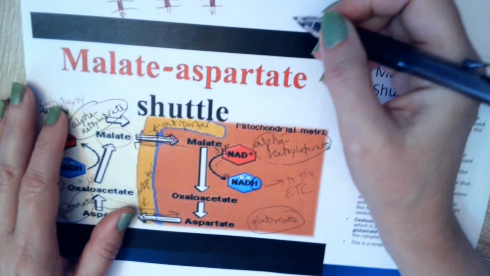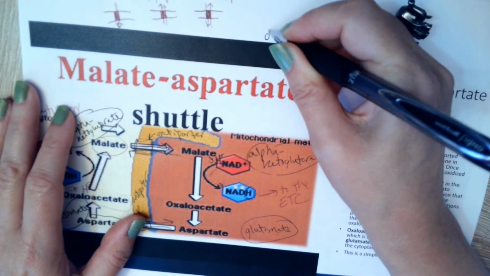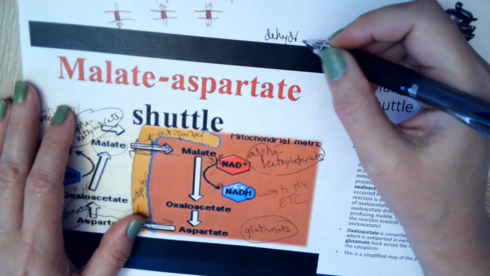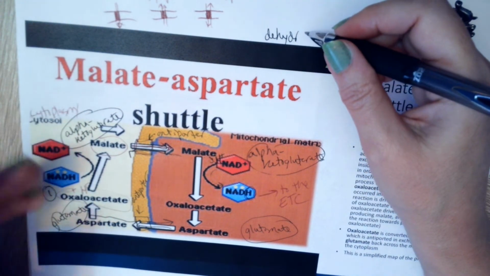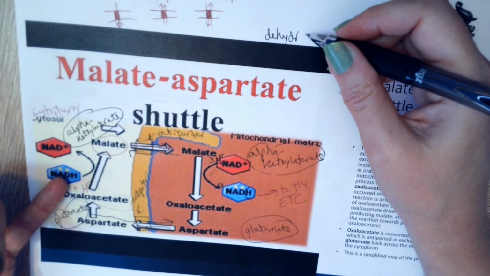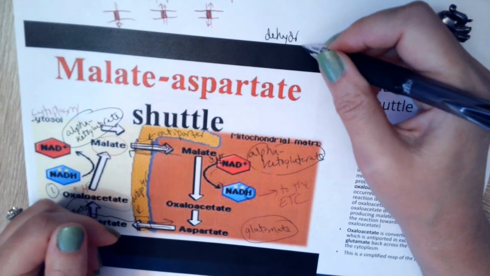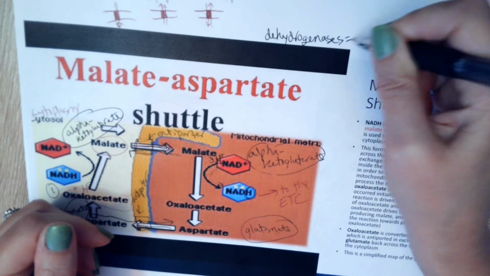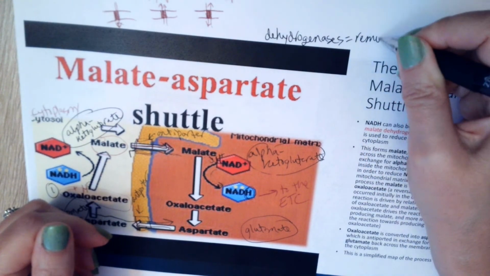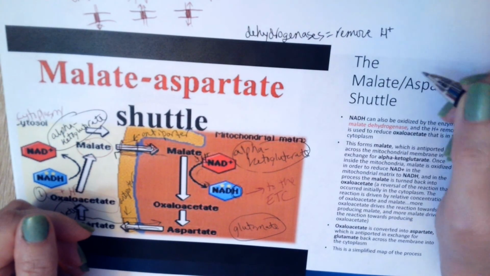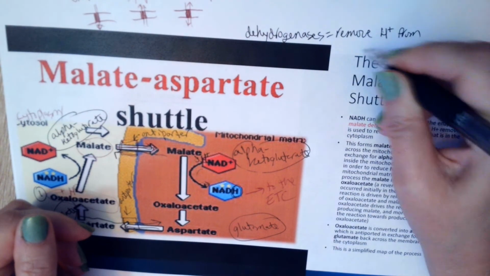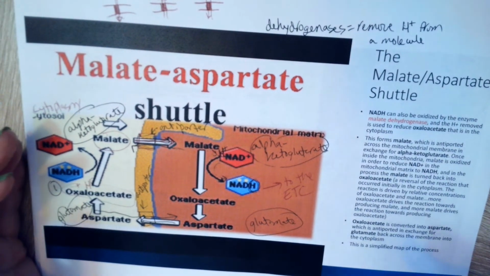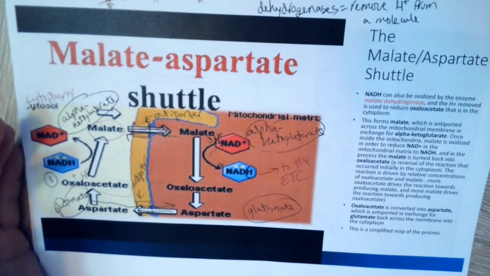So the enzymes that move hydrogens are oftentimes, I shouldn't say always, never say always, but oftentimes the enzymes that remove a hydrogen from one molecule, whether we're taking it away from NADH or whether we're taking it away from malate, would be called a dehydrogenase. So dehydrogenases remove hydrogen from a molecule so that it can be put onto another molecule along with its electrons.